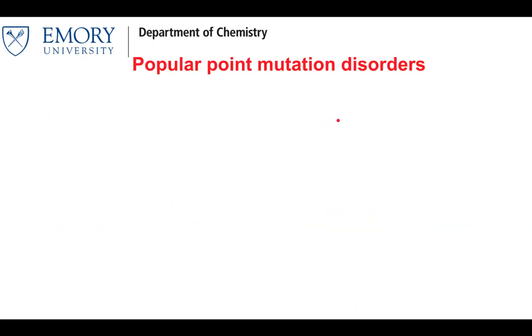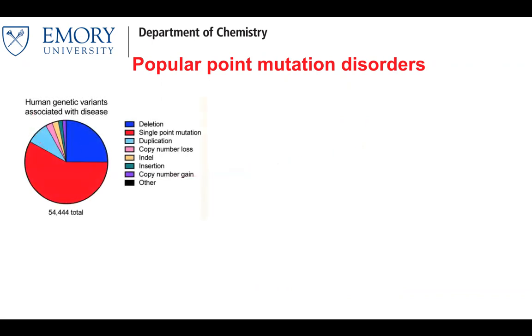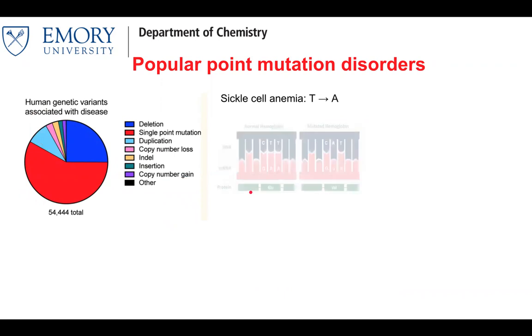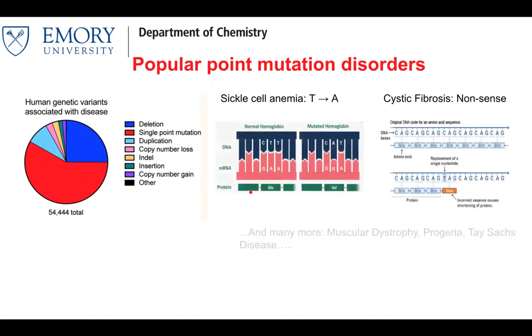So every day, 30 trillion cells in your body give rise to billions of mutations. Before it freaks you out, most of those point mutations are harmless. However, if they are early enough in your developmental stages, and if they are at important sequences, then they could cause human genetic disorders. In fact, more than half of human genetic disorders are caused by point mutations. Common ones you might know include sickle cell anemia or cystic fibrosis, and many more like muscular dystrophy, progeria, and Tay-Sachs disease.